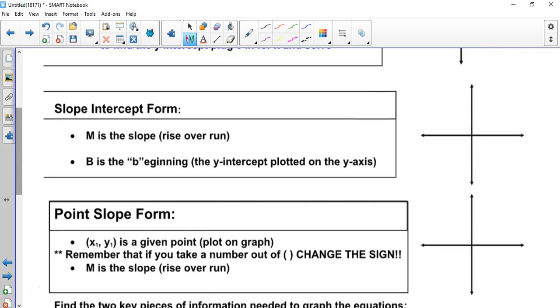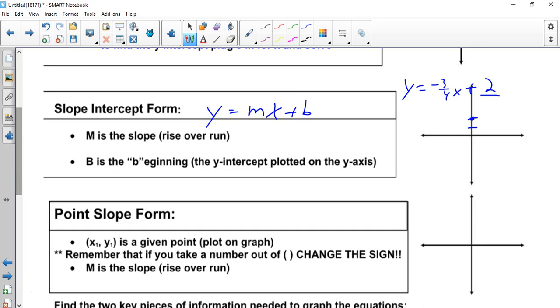Slope intercept, my favorite. y equals mx plus b. m is your slope, b is your beginning. It's the y-intercept. It's where you're starting. So if I had something like y equals negative 3/4 x plus 2, well, my b, my beginning, is 1, 2 right here.